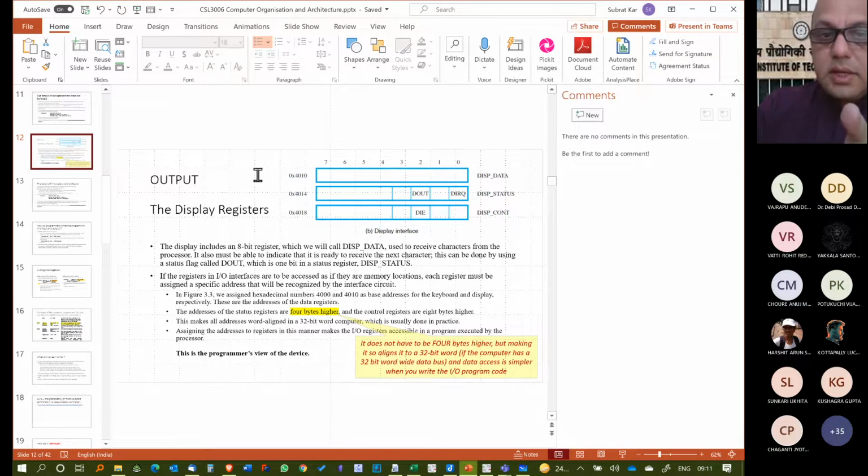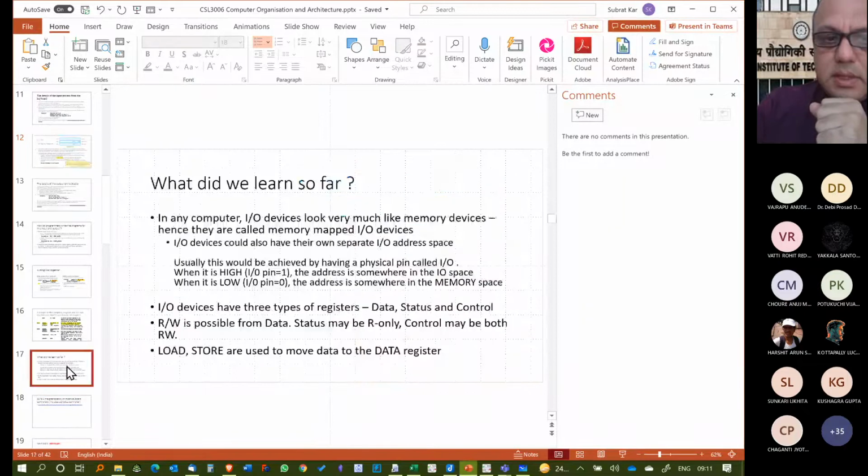It should not see a data register of a peripheral and a memory location. So that part is to be taken care of by you, the designer of the computer and its organization. So the uniqueness of the mapping, you take care of it. But what happens is that they do look like memory devices, so we call them memory mapped I/O devices.